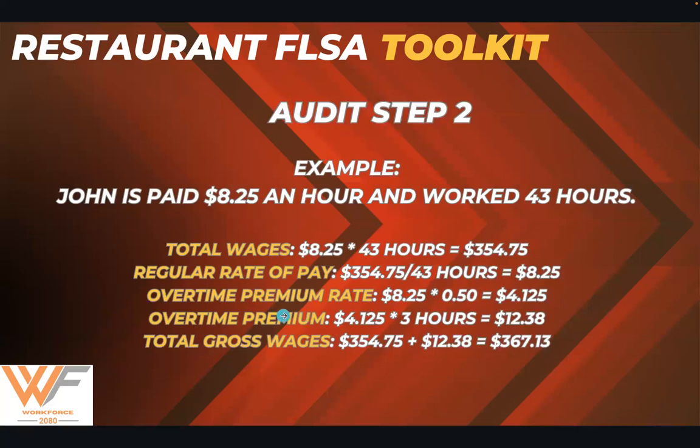What we do at this point is take the overtime premium rate of $8.25 an hour and multiply it times a half to get this half portion. Now we take the overtime premium rate we just found times the number of overtime hours to give us this amount. Then for the total gross wages, we take the total wages earned up above plus the overtime premium to give us this amount right here. So that's how you calculate total wages, regular rate of pay, overtime premium rate, overtime premium, and total gross wages for an hourly non-exempt employee.